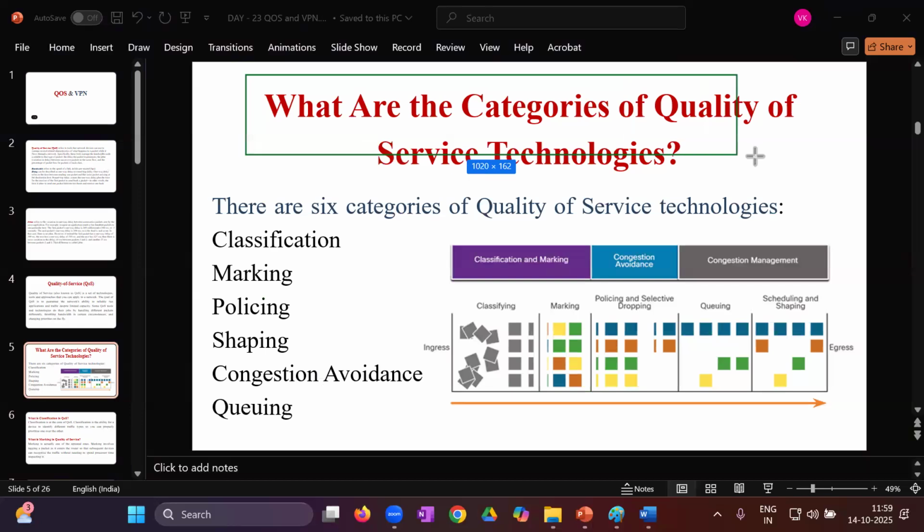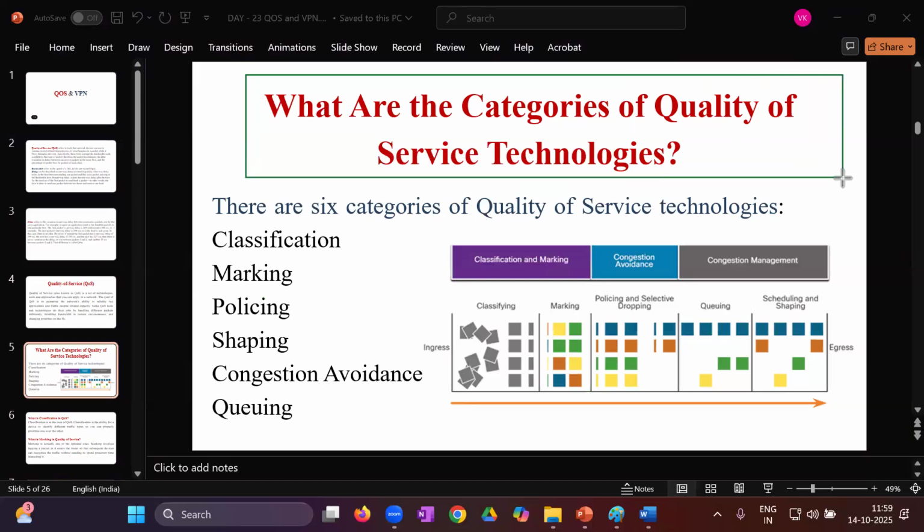So what are the categories of quality of services technologies? There are 6 categories of quality of services technology. What are the 6 categories? First is classification.